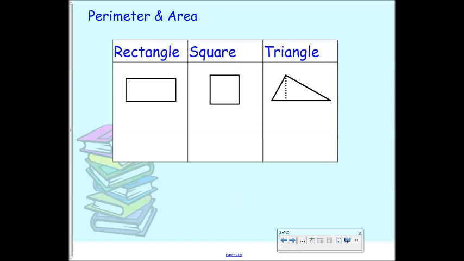All right, so we're going to start with rectangles and squares. So when we talk about perimeter and area, what's the difference? What is the perimeter versus the area? Luis?